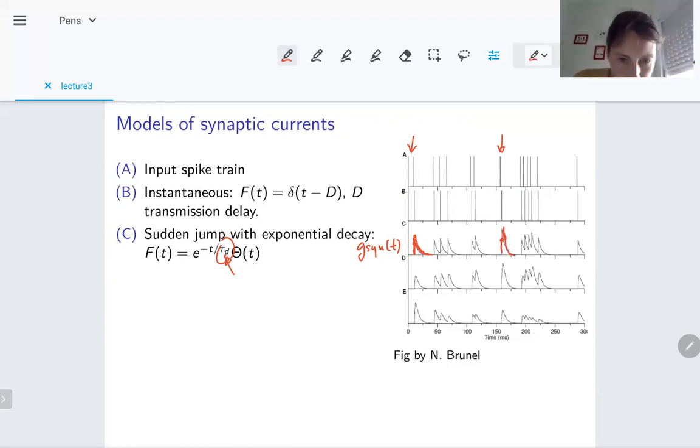There was a question about the delay. Let me see the chat. Would we expect the transmission delay in the delay model to be variable or constant? Yeah, it could be.